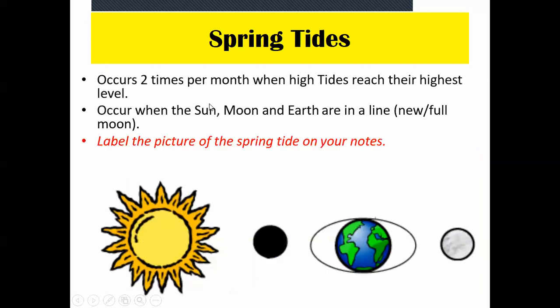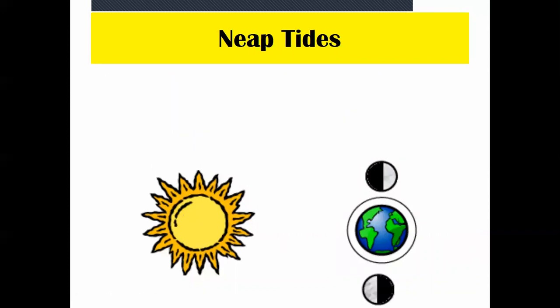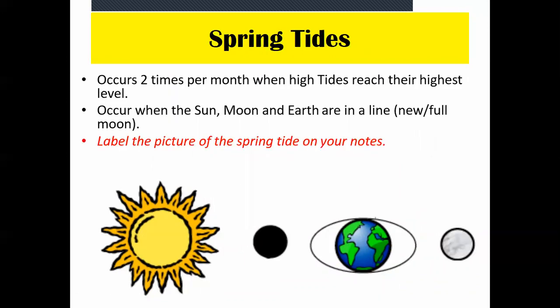And then we have 2 types of tides. We have spring tide and neap tide. Both of them represent high tides. So both of them are high tides. But the difference is the moon position. Where is the moon found? So at spring tides, we can see the moon in the same line as the earth and the sun. Can you see that?